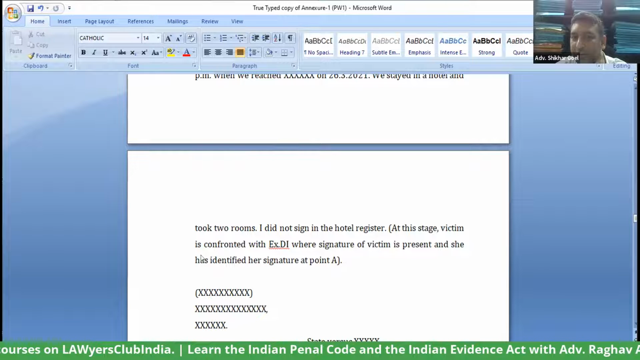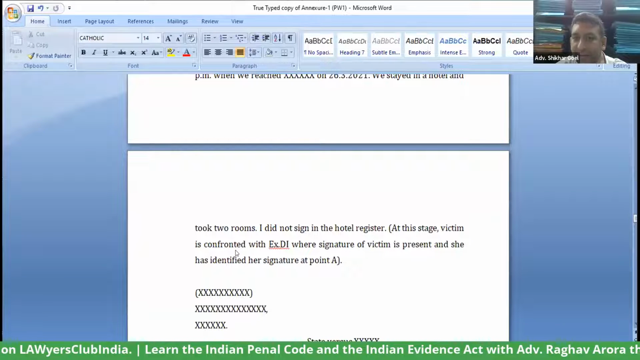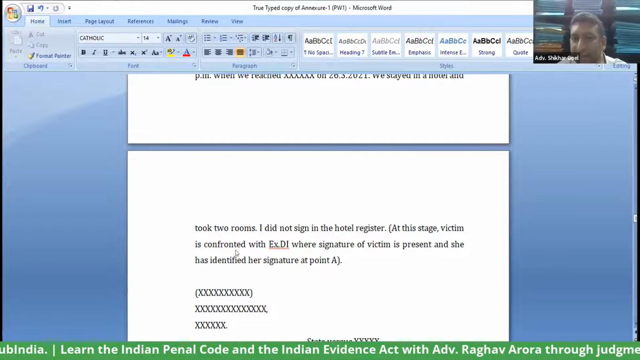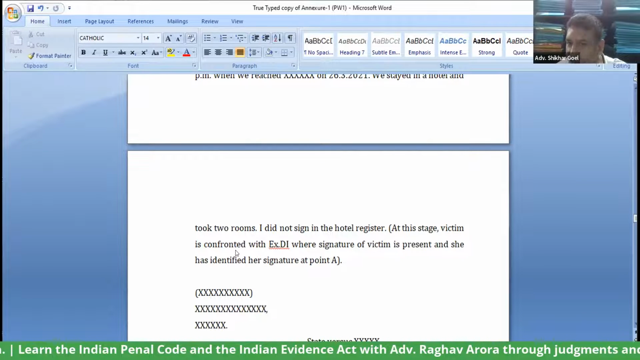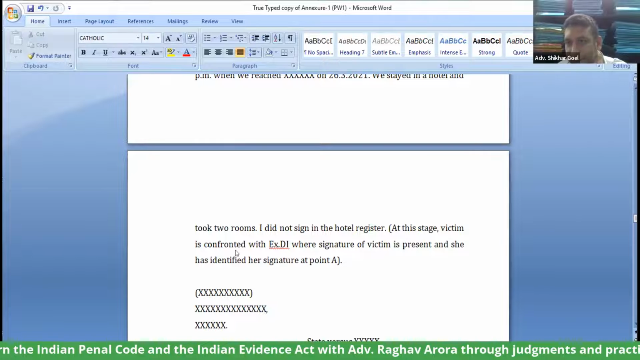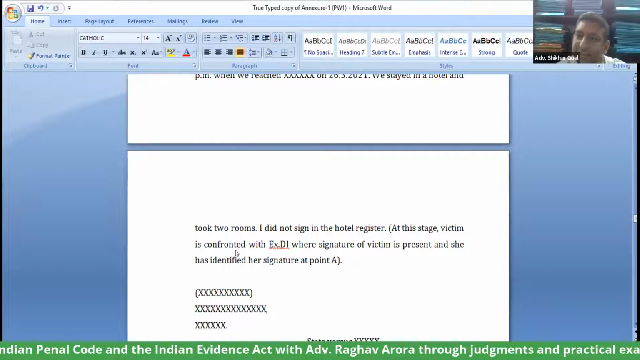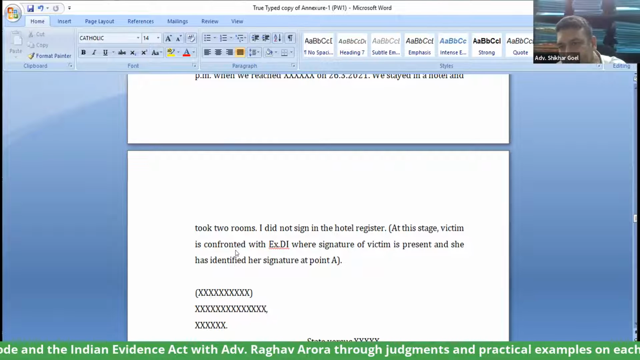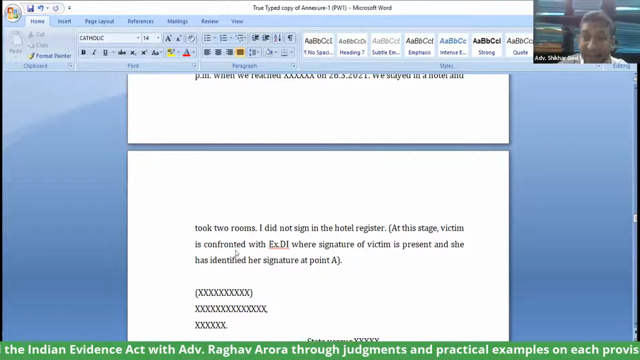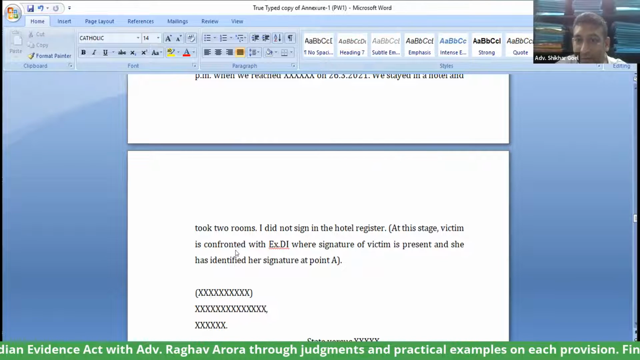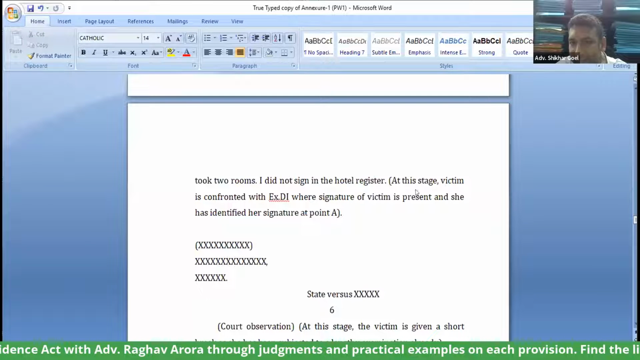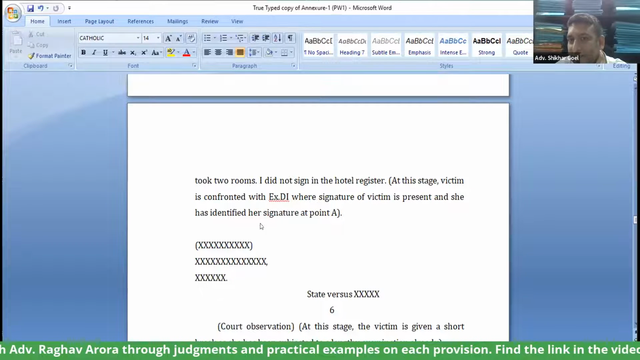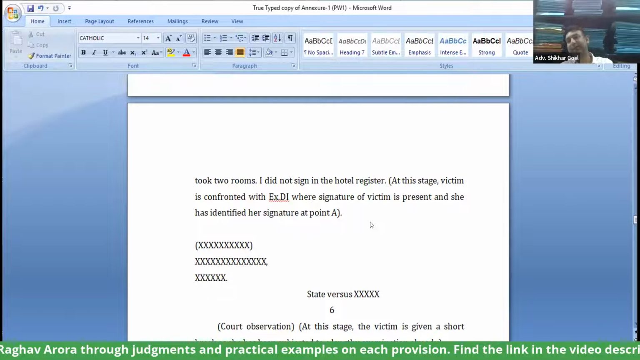उस पॉइंट पे मैंने उसको चार्जशीट का होटल का जो डॉक्यूमेंट है, जिसपे प्रोसिक्यूशन रिलाई कर रहा है, मैंने उसको वही डॉक्यूमेंट दिखाया. मैंने उससे पूछा अच्छा ये बताओ ये आपके सिग्नेचर हैं? तो कहती हाँ. So she identified her signature in the document which is actually part of the charge sheet, and anything which is part of the charge sheet means prosecution is relying on them. What is interesting to note here is this: victim is confronted with exhibit B1 where signature of the victim is present. She has identified her signature at point A.